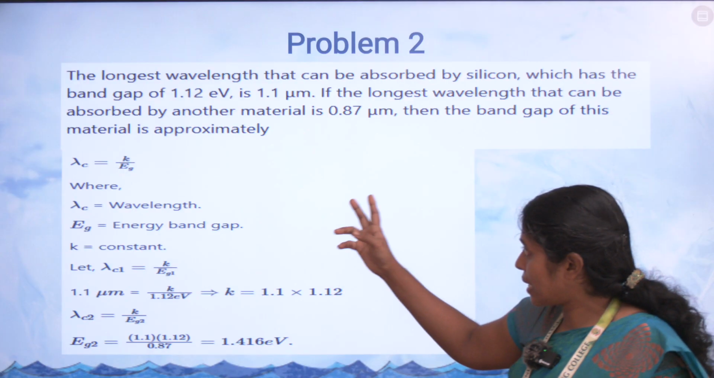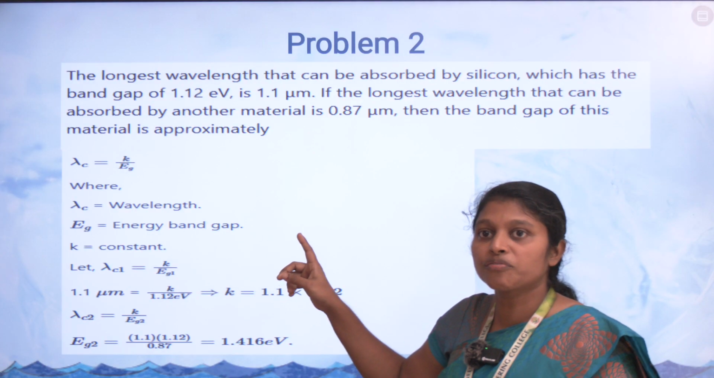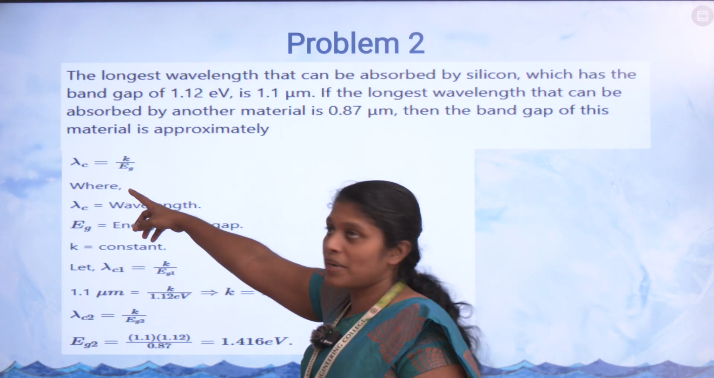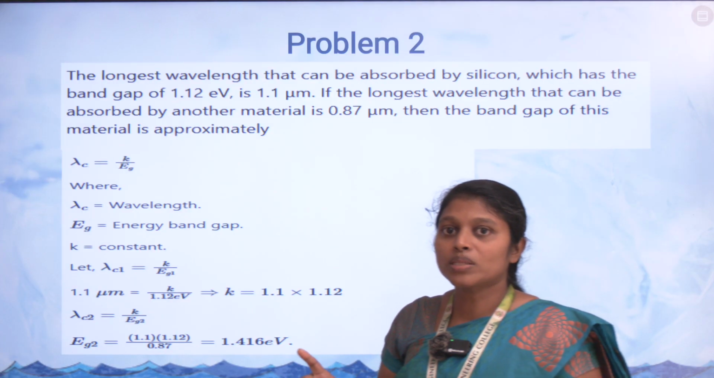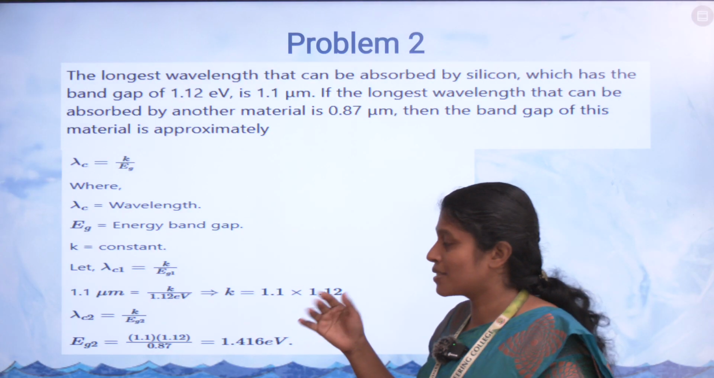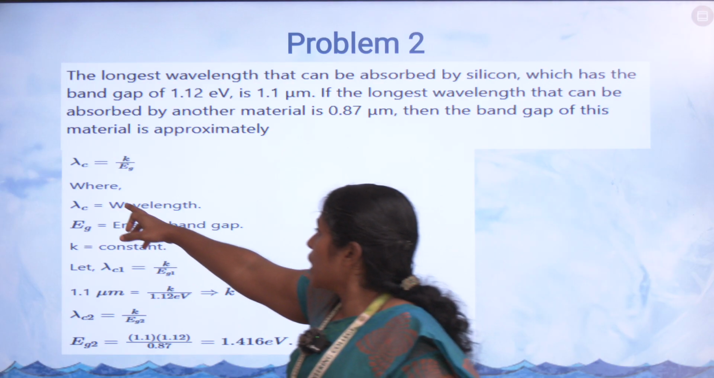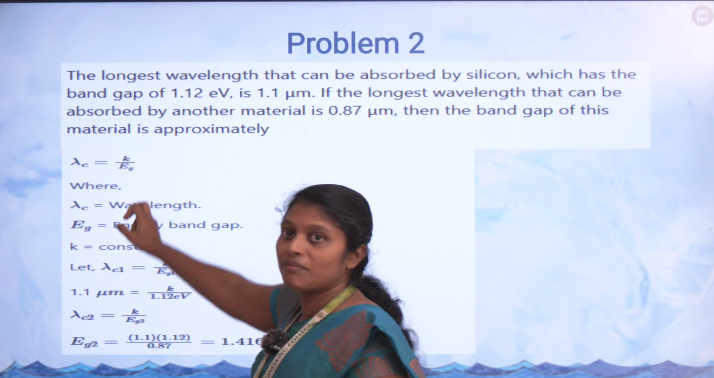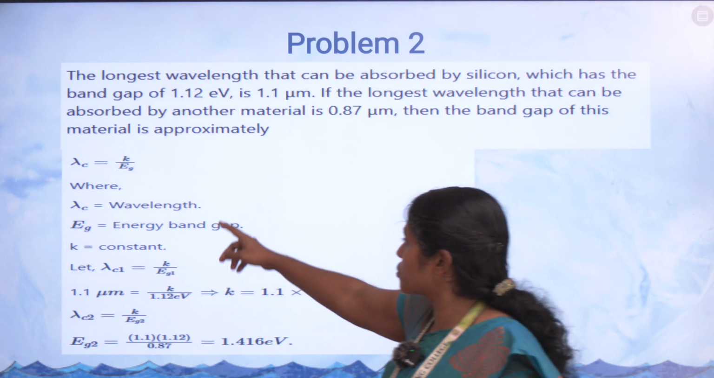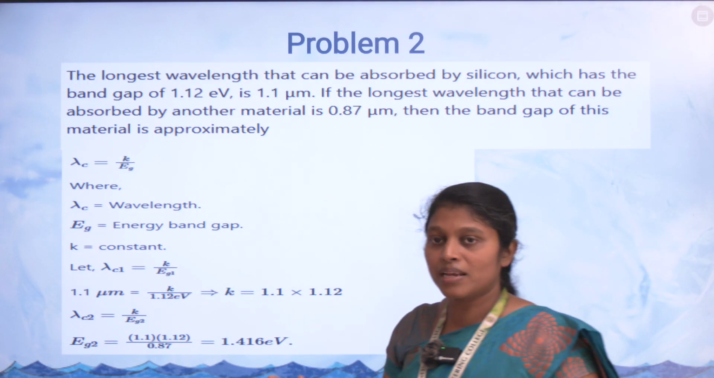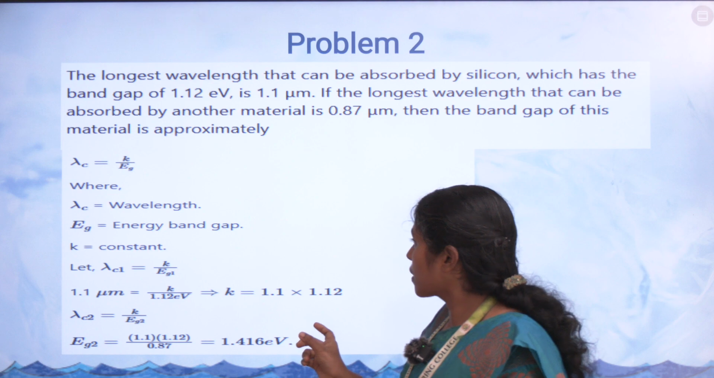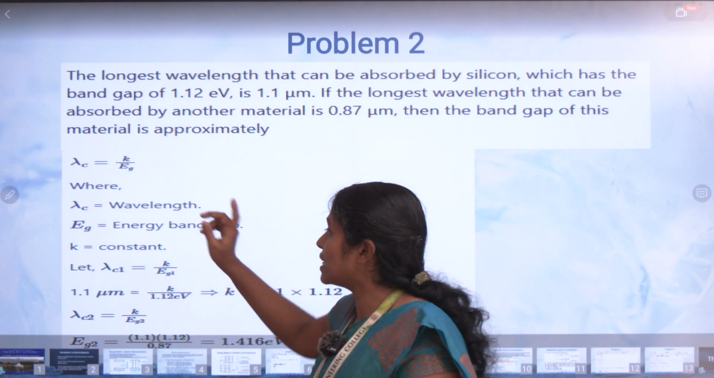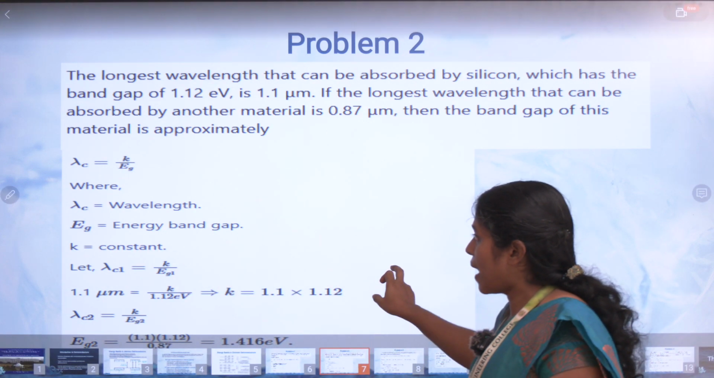So the same formula, whereas we have to find the wavelength. So we know that E equals hc divided by lambda. So here we have to calculate the lambda value. So lambda equals k divided by Eg. K represents the constant value, whereas Eg represents the energy band gap.